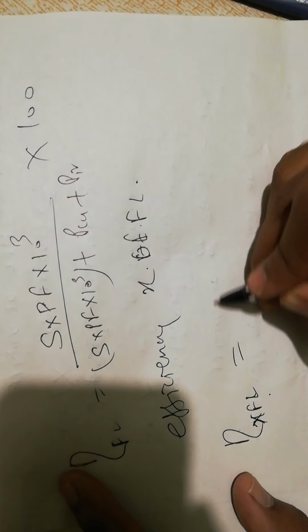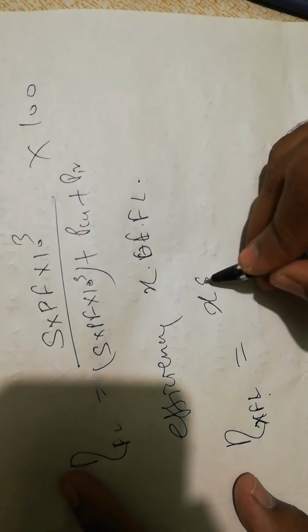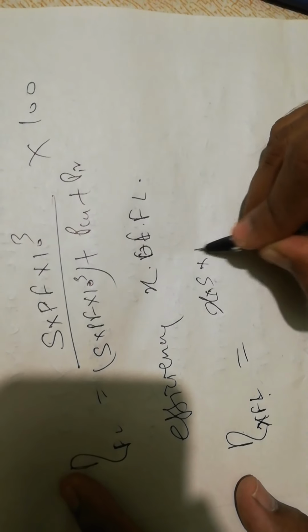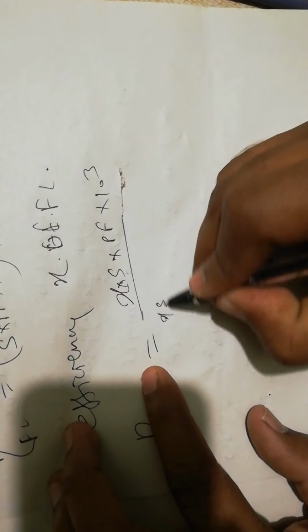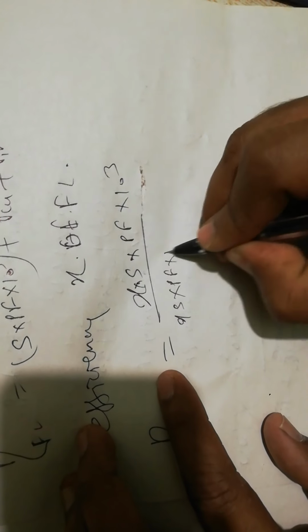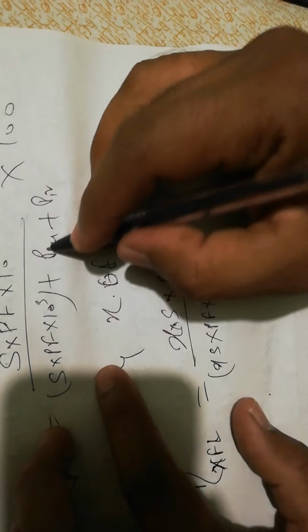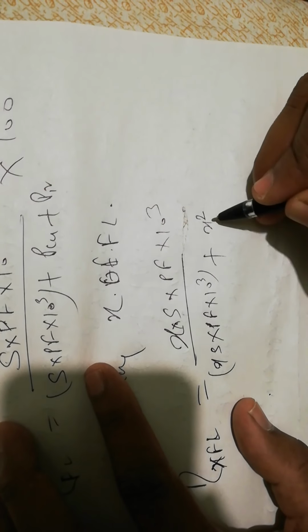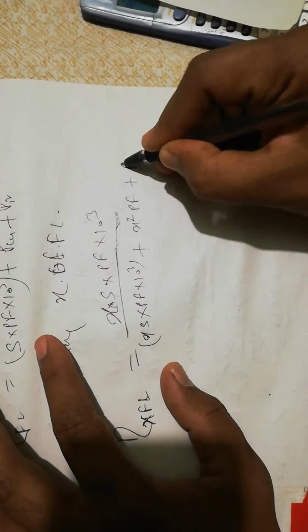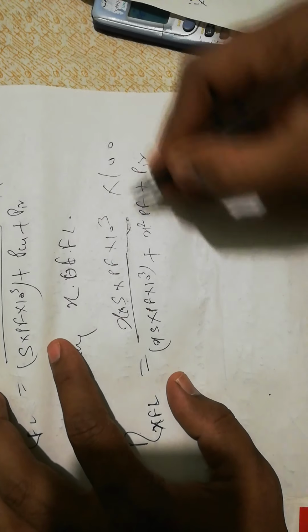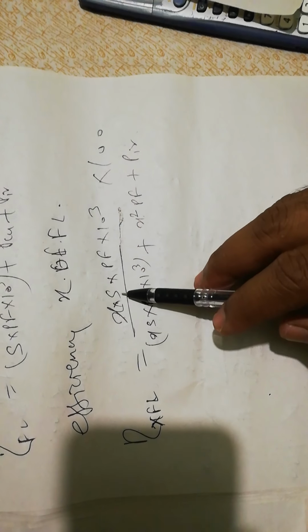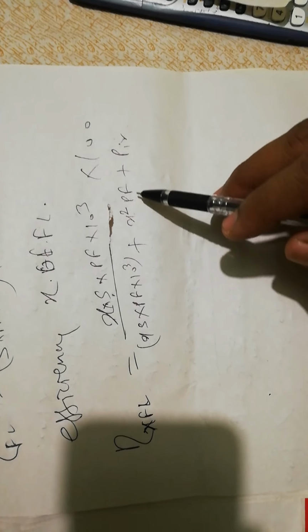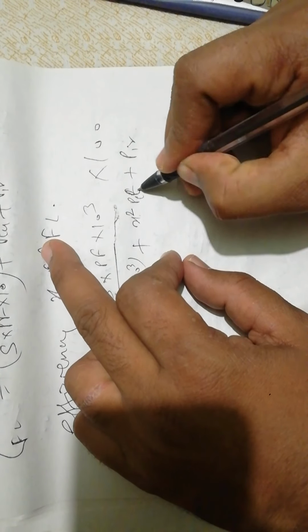Efficiency at X of full load is equal to X multiplied by S into power factor into 100. This formula changes as X into S into power factor into 10 to the power 3, plus, since copper loss also varies, the square of this factor, plus iron loss, into 100. Means this efficiency formula changes: the factor is multiplied by the kVA rating and the square of the factor is multiplied by the copper loss. So this is the problem.